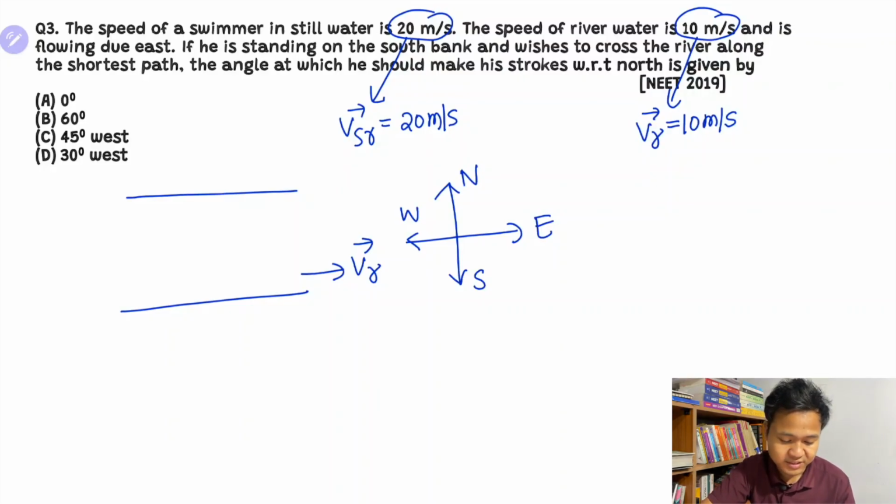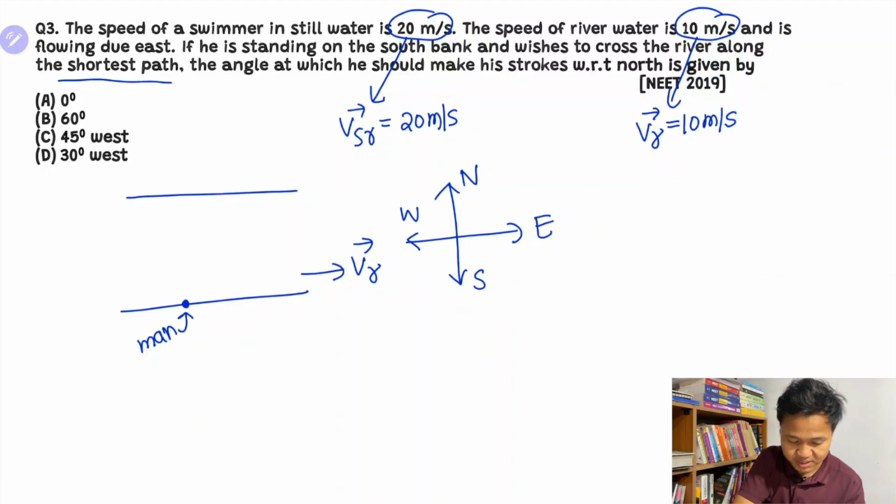If he is standing on the south bank, okay, so the man is here and wishes to cross the river along the shortest path. Now you have the word shortest path or minimum distance. So that means if you want to go the shortest path, there will be VB along this side. VB, V of boat or velocity of swimmer.